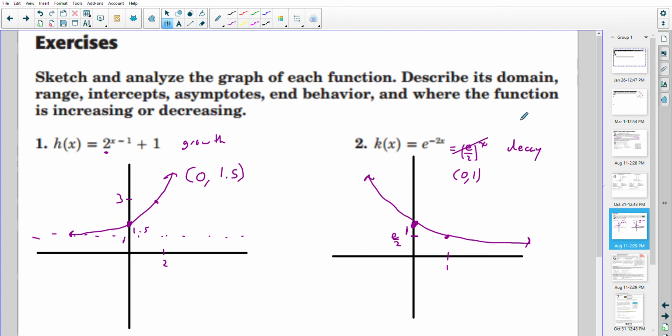So that's the general idea on how to graph an exponential.